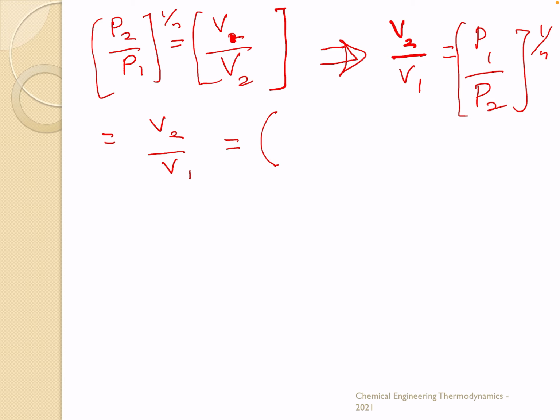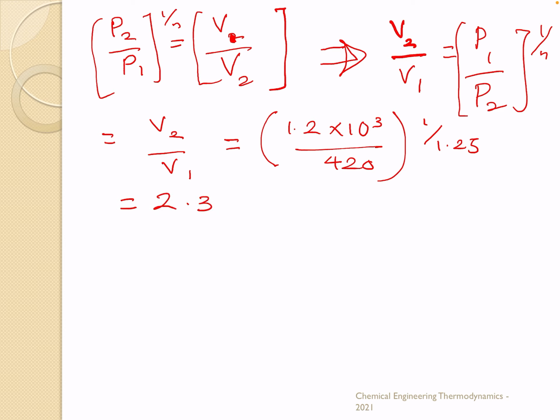Let's plug in the values we've been given. We have our P1 value 1.2 times 10 raised to the power 3 kilopascal, P2 420 kilopascal, and our n value 1.25. That should give us V2 over V1 equals 2.3160. So that is our V2 over V1.